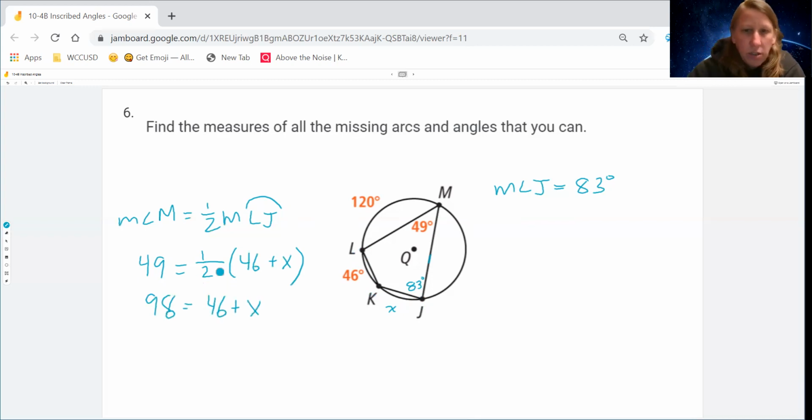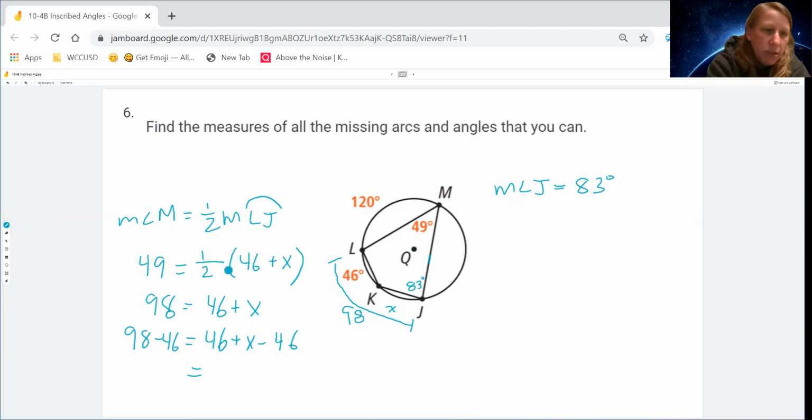What that means in the picture is that from here to here is 98. Right? That's the measure of arc LJ. If I want to find X, then all I'm going to do is take away the 46. So in algebra, this would look like taking 46 off both sides. Some people see it really quickly visually, and other people like to see the algebra. So I'm going to do 98 minus 46. And that's 52.